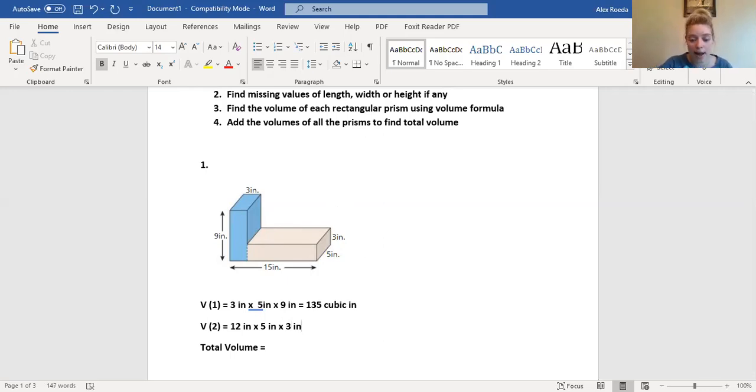Okay, now that I have those values, I can go ahead and multiply them together. So I know that 12 times 5 is going to be 60. 60 times 3 is going to be 180 cubic inches. All right, and now that I've found those 2 volumes, my last and final step is going to be to add the volume of all the prisms together. So I am going to simply add 135 plus 180.